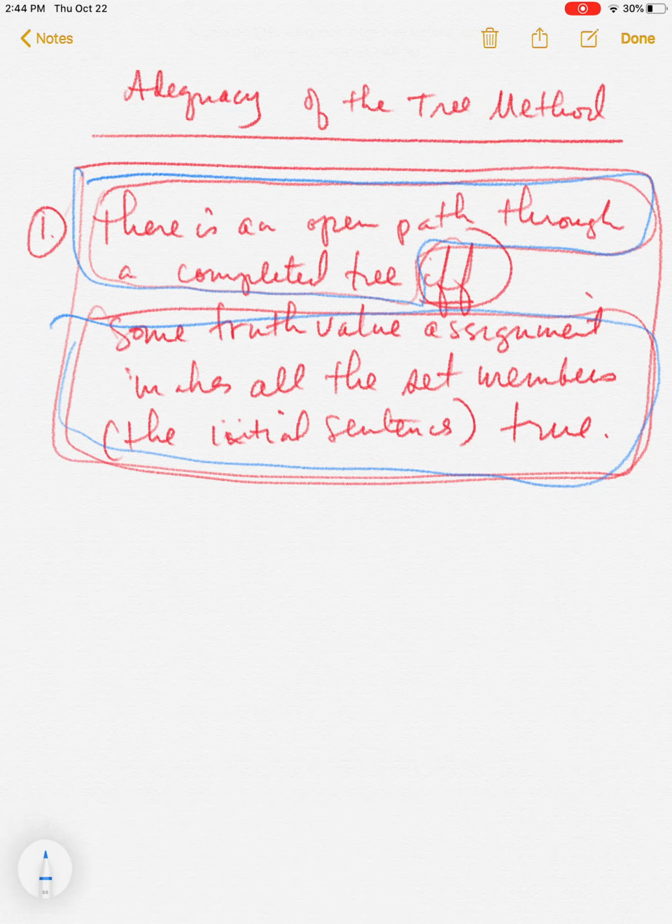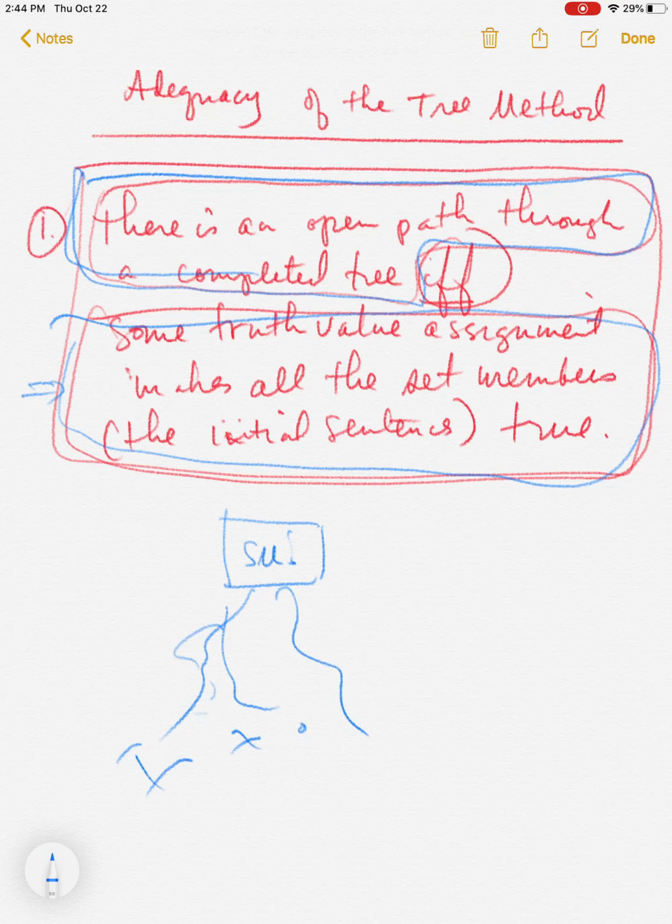And I worked through in detail the proof that goes in this direction, that if there is an open path through a completed tree, then there is a truth value assignment that makes all the set members true. In other words, if you've got your set members and you do the tree, the tree could be whatever. Some stuff could be open, some stuff could be closed. But if there is an open path through this completed tree, then that guarantees that the set members form a consistent set. In other words, there's a truth value assignment that makes the set members true. That's what we mean, right? That the set is truth functionally consistent.